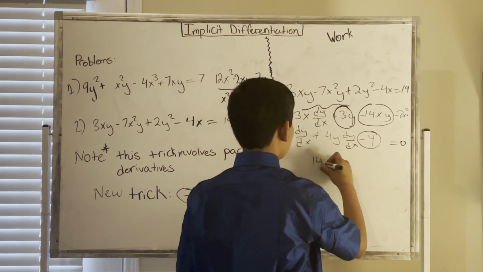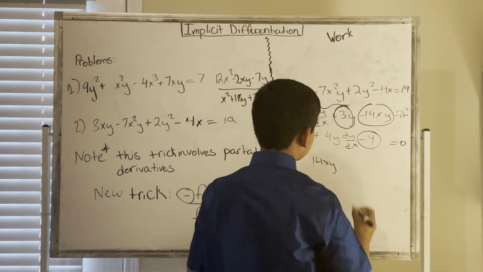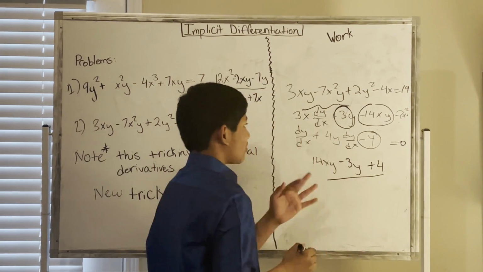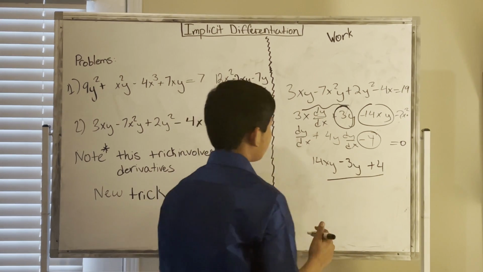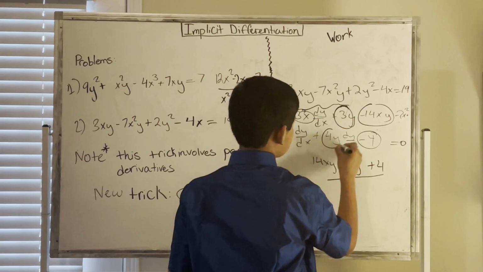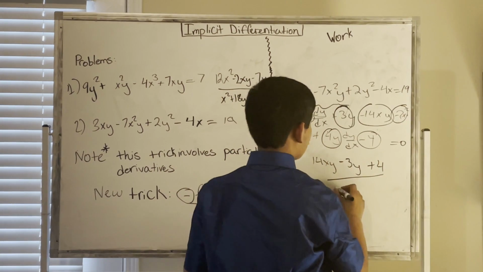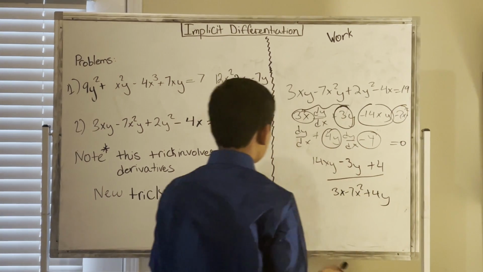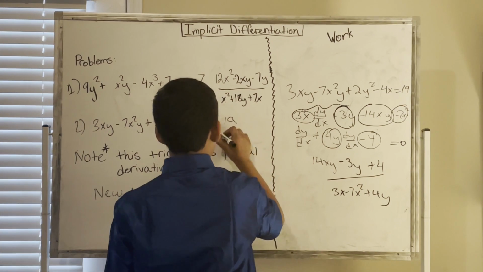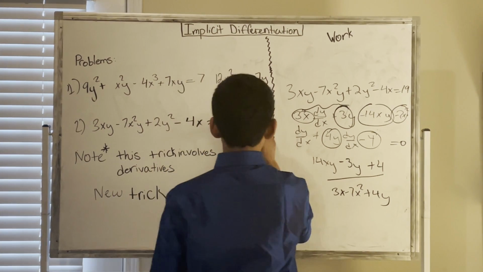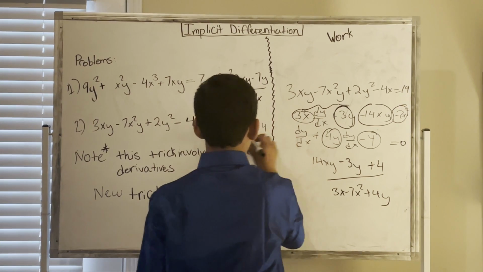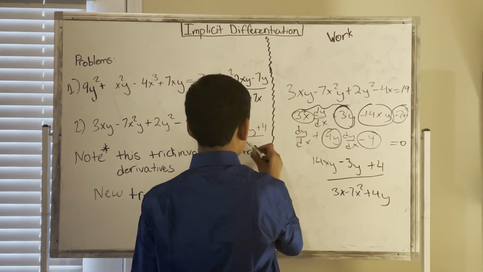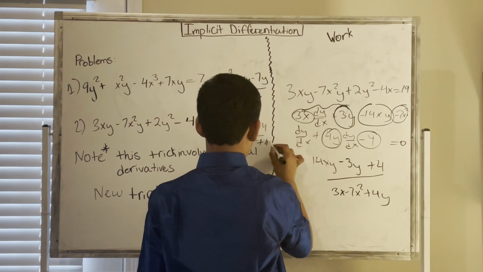Now we have to move these onto the right-hand side. So this will become 14xy. This will become minus 3y. This will become plus 4, all over, since we can factor out the dy over dx of the remaining terms and divide. So we'll get 3x plus 4y minus 7x squared. So we'll get 3x minus 7x squared plus 4y. So now we can write this over here: 14xy minus 3y plus 4 over 3x minus 7x squared plus 4y.